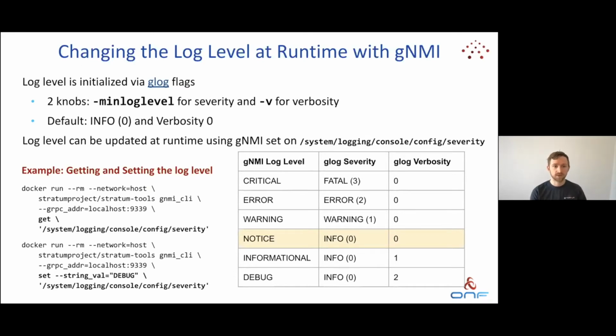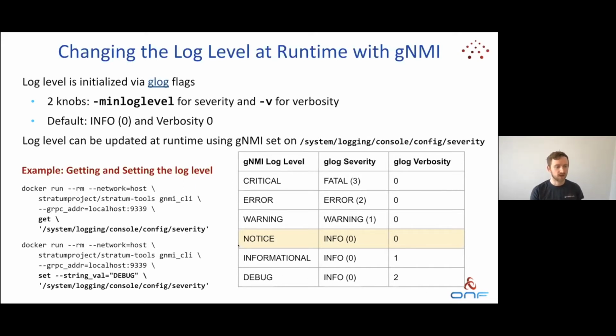By default, info is the severity and verbosity is set to 0. What we've added to Stratum now is an ability at runtime using GNMI to change the log level. In that case, we're using the OpenConfig model, and that has a definition for logging severity. And to help clean up the mental picture that you have, we have this handy chart.